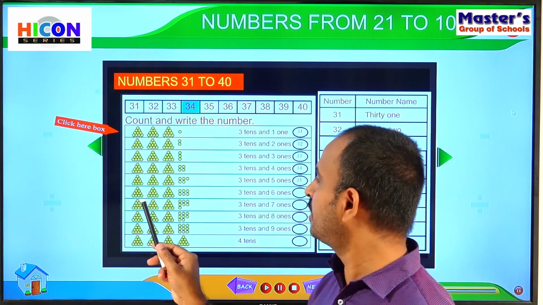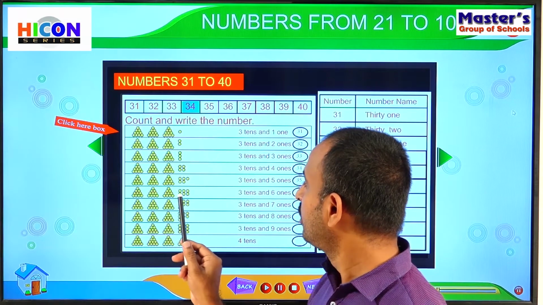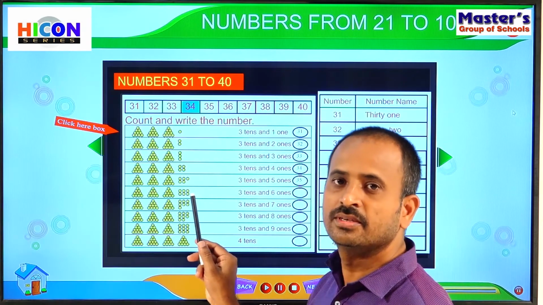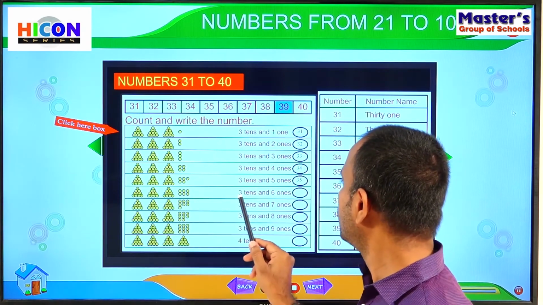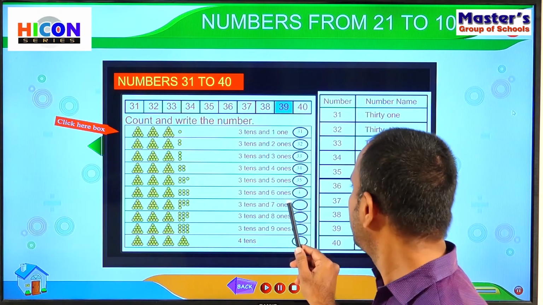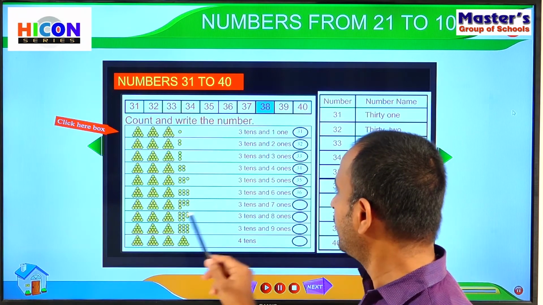And see the next row, children. How many tens are there here also? 1, 2, 3. So total 3 tens are there. How many ones are there? 1, 2, 3, 4, 5, 6. 6 ones are there. So total 3 tens and 6 ones. So together they make how much number? 36.